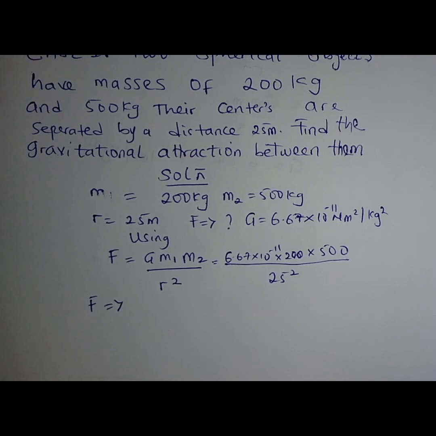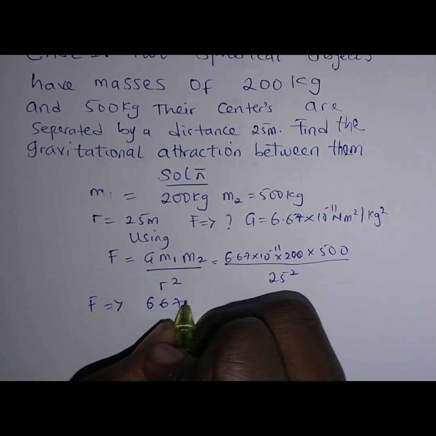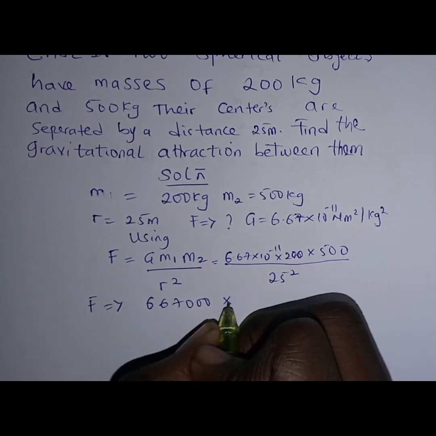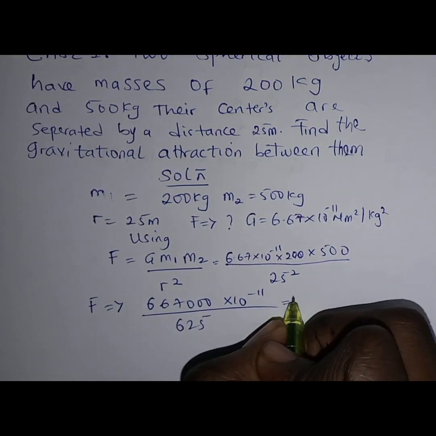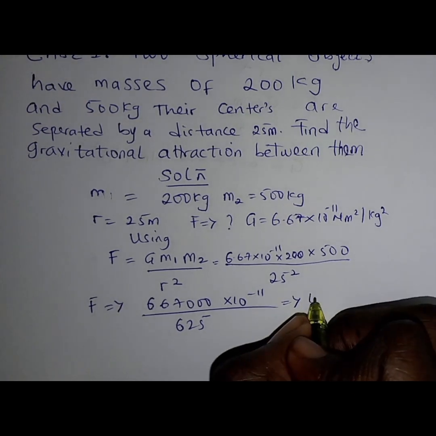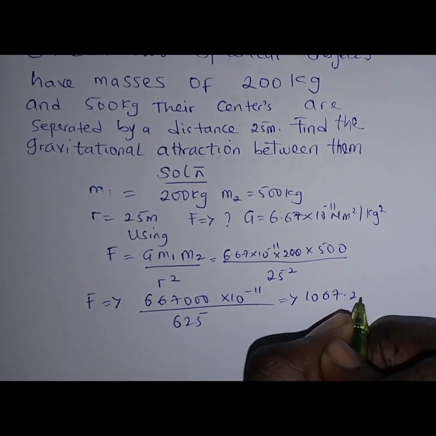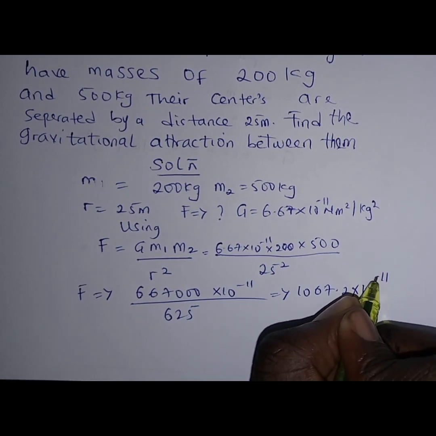So my force will be now 6.67 times 200 times 500, which will be 667,000 times 10 raised to minus 11. Now what's 25 square? It is 625. Now let's divide 667,000 divided by 625, and we'll have 167.2 times 10 raised to minus 11.